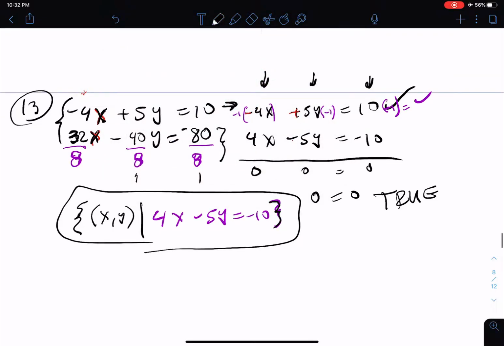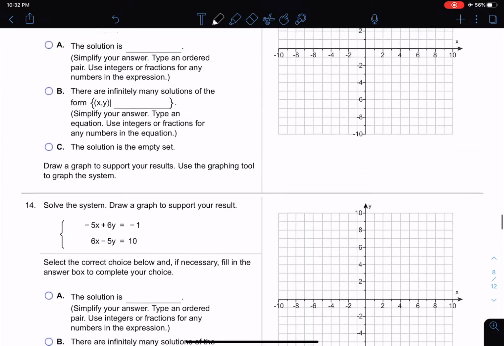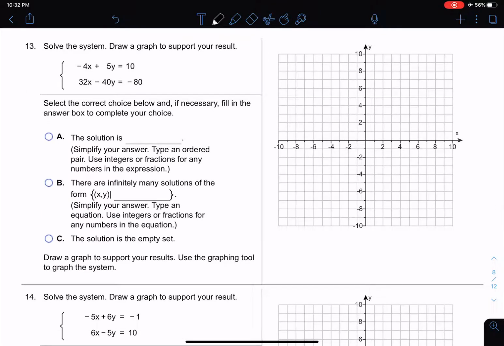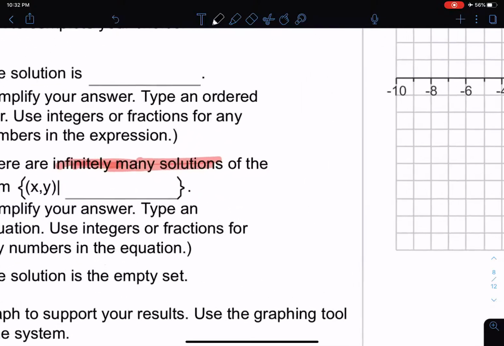So let's come up here and finish up. Number 13, the solution is infinitely many solutions, right? Infinitely many solutions. Now, specifically like what? Well, the set of all x, y's such that, I got to zoom in here.